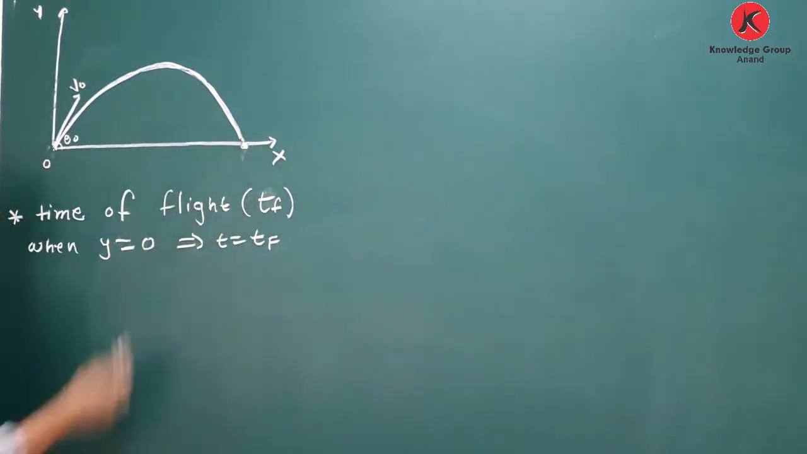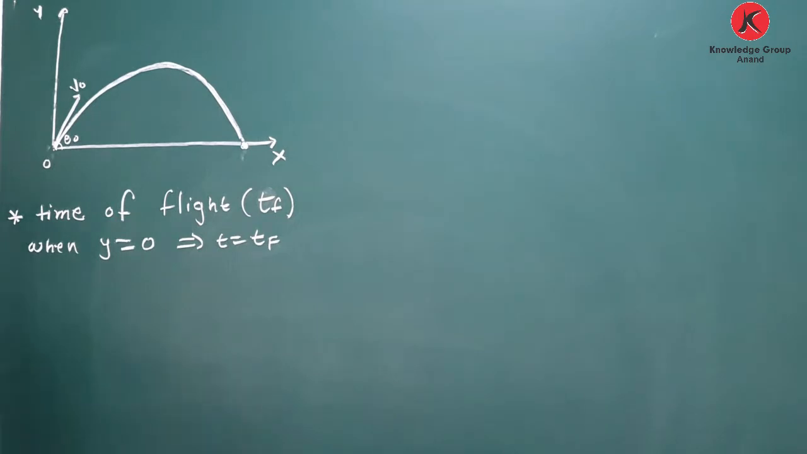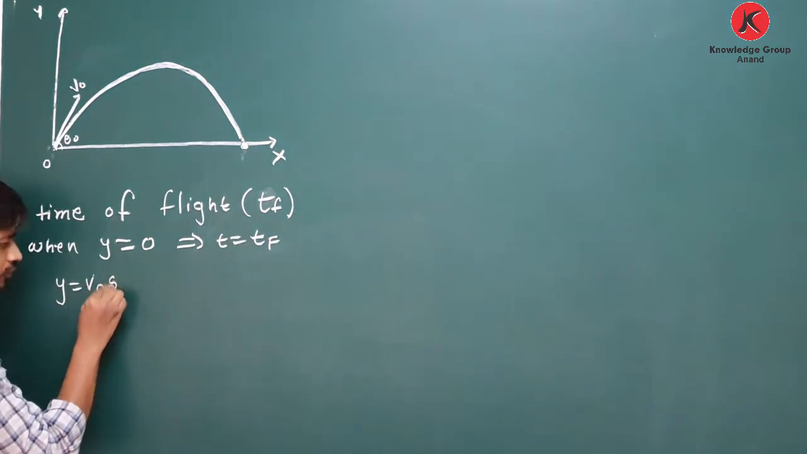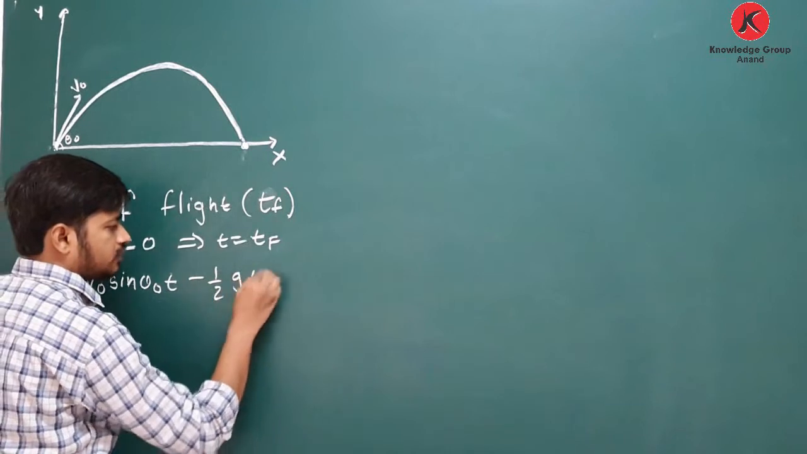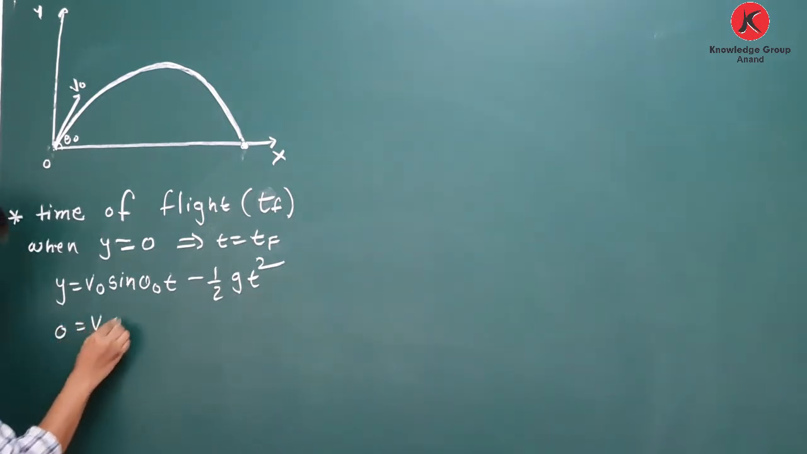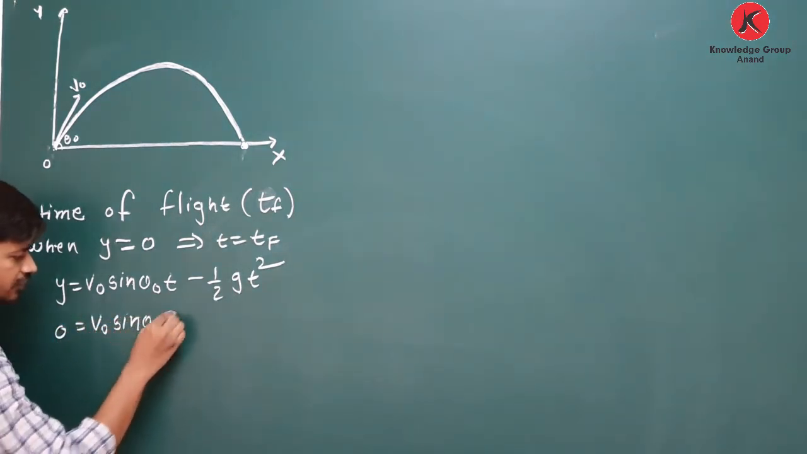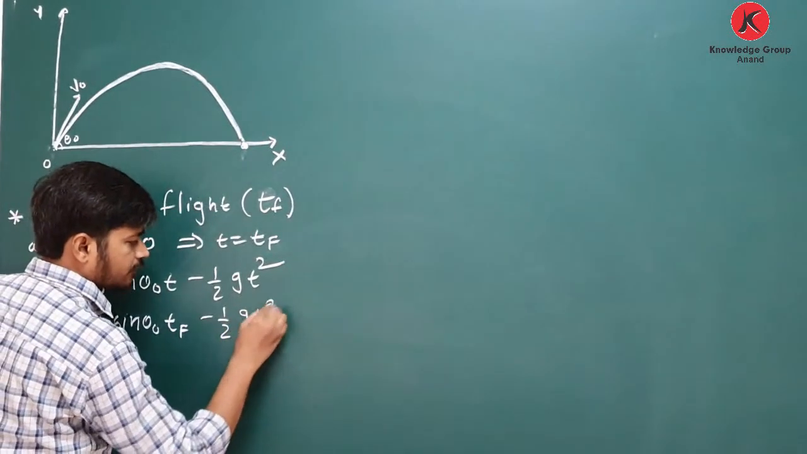At this point, which variable will become 0? Obviously, it is its y coordinate. So the condition is when y is equal to 0, t is equal to tf. Now what is the equation of y? Yes, we know that y is equal to v0 sine theta 0 t minus half g t square. In this equation of y, put y is equal to 0, which is v0 sine theta 0, t is replaced by tf, minus half g tf square.